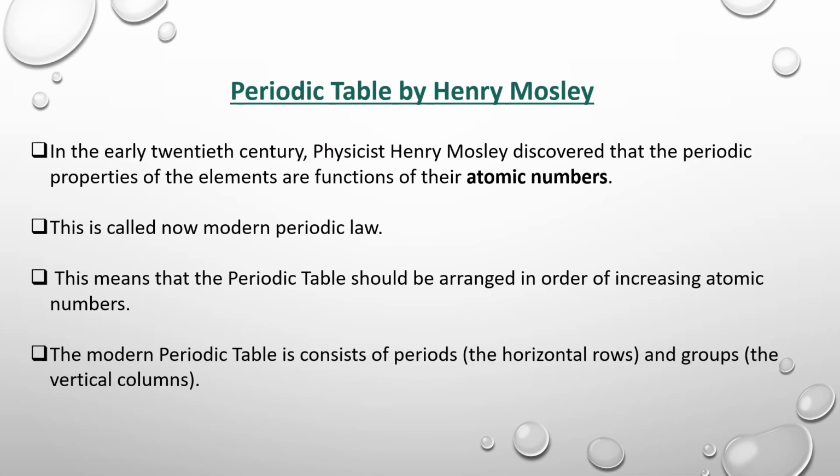Periodic table by Henry Moseley. In the early 20th century, physicist Henry Moseley discovered that the periodic properties of the elements are functions of their atomic numbers. This is now called the modern periodic law. This means that the periodic table should be arranged in order of increasing atomic numbers. The modern periodic table consists of periods, which are the horizontal rows, and groups, which are the vertical columns.